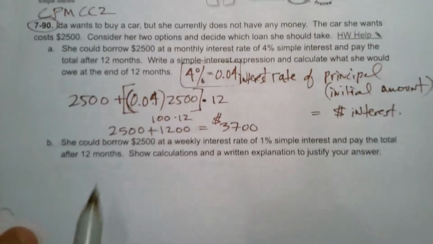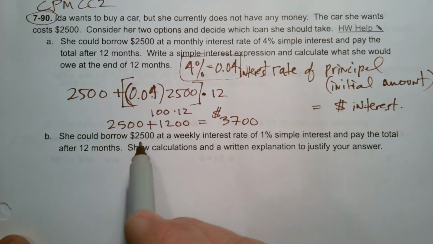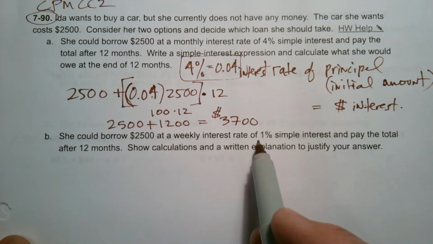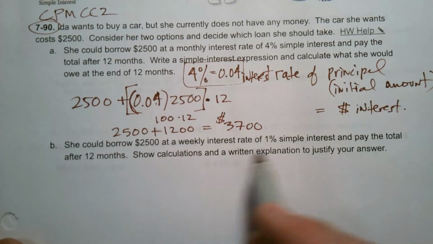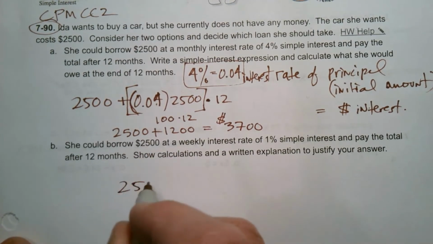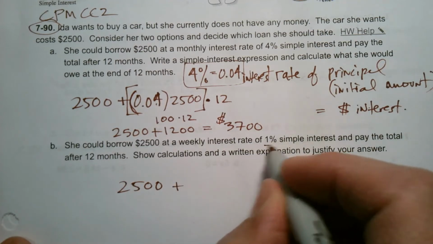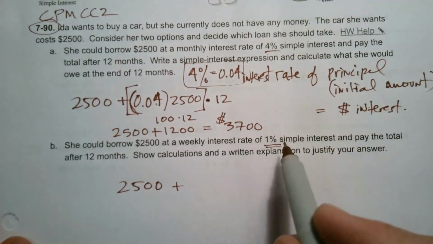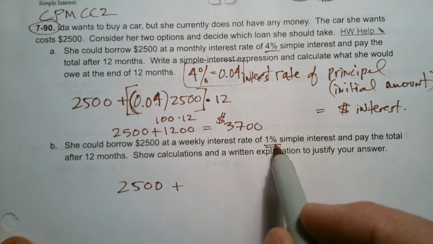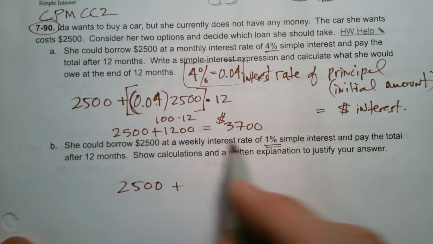Okay. All right, let's figure out another plan here. So she said she could borrow $2,500 at a weekly interest rate of 1% simple interest and pay the total after 12 months. So now, again, I'm starting with that 2,500, but my interest rate is 1%. Seems better than 4%, but instead of calculating that interest 12 times, I'm going to calculate it weekly for 12 months. So an entire year of weekly, right?